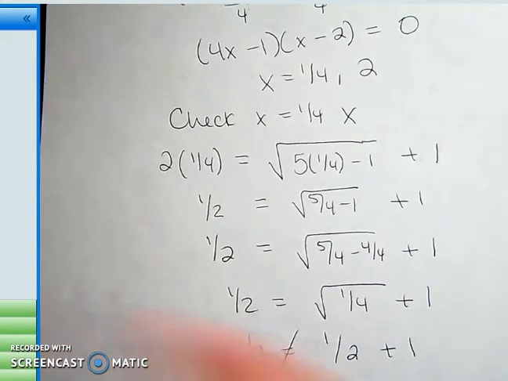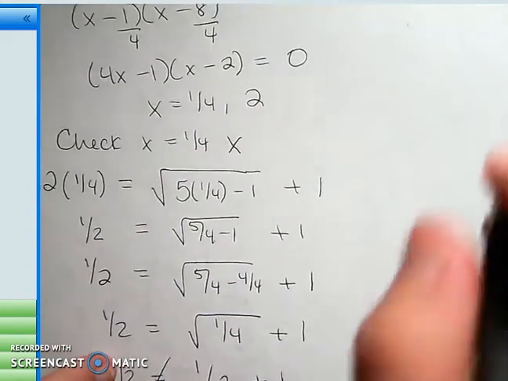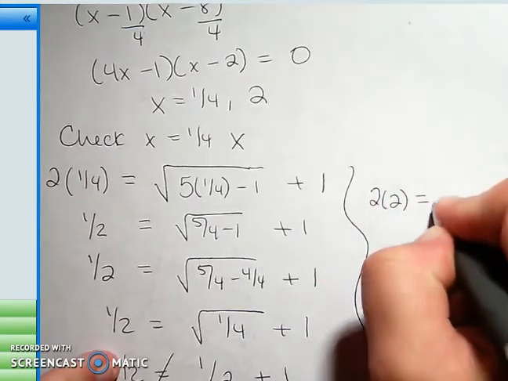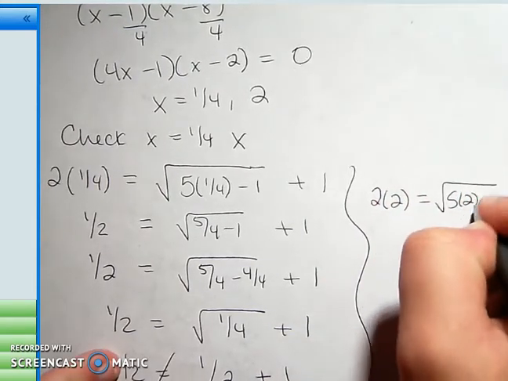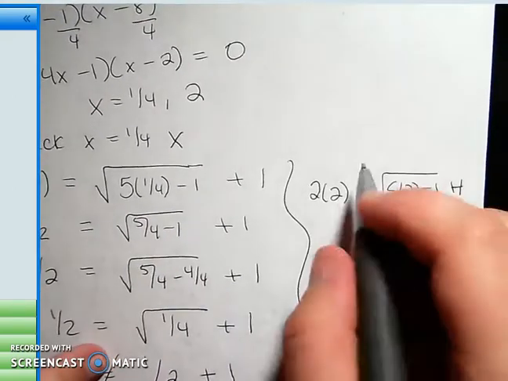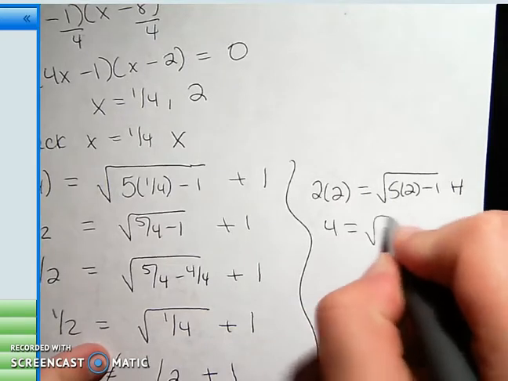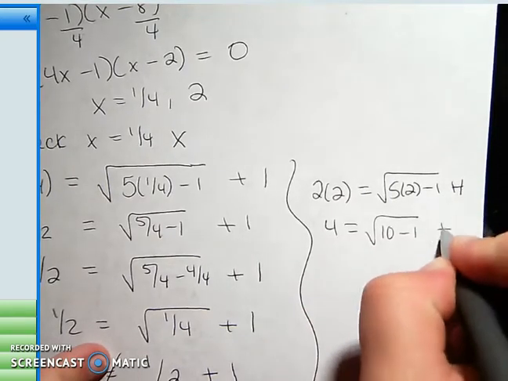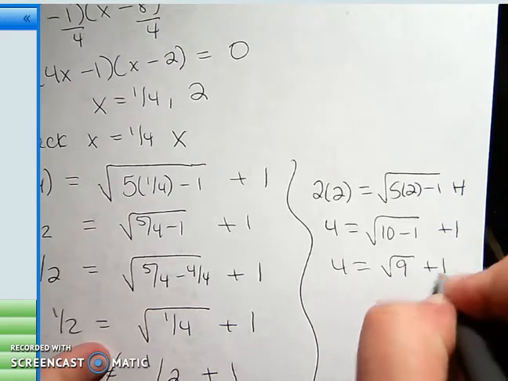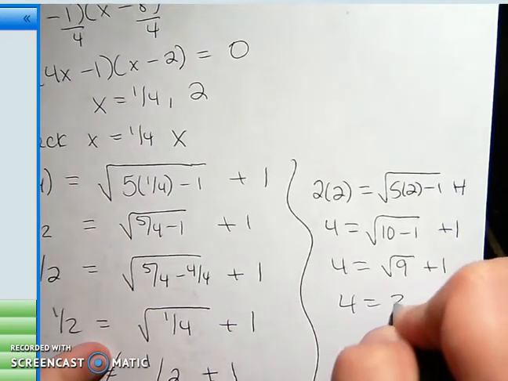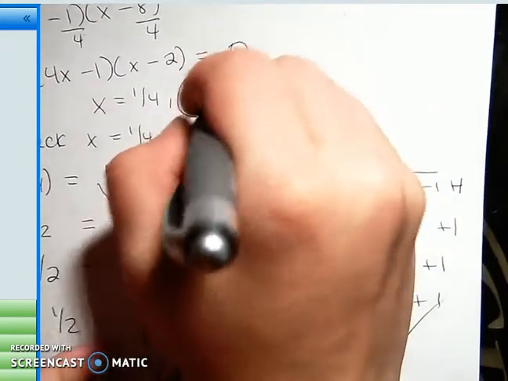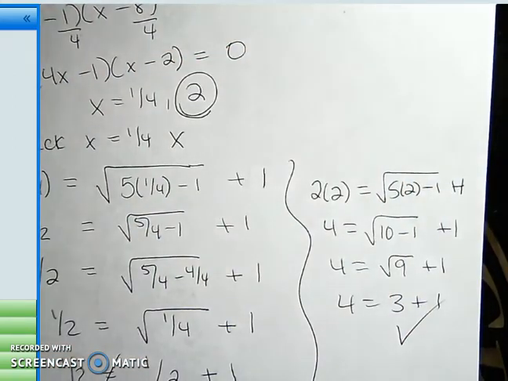Then I go and check 2. 2 times 2, will it equal the square root of 5 times 2 minus 1 plus 1? So, does 4 equal the square root of 10 minus 1 plus 1? 4 does equal the square root of 9 plus 1. And hopefully you're seeing that, yes, it does. So 2 is your only option here.